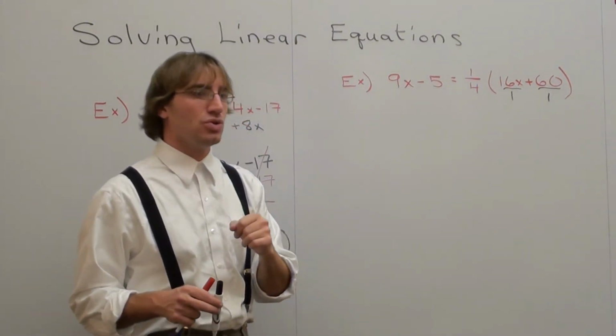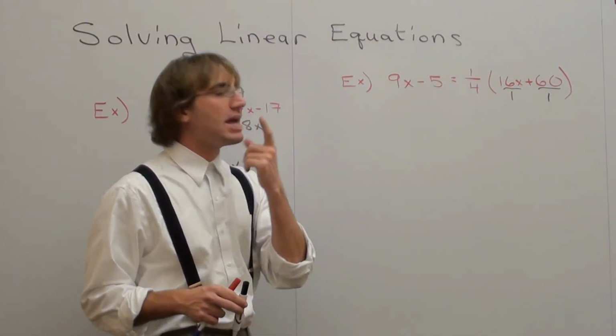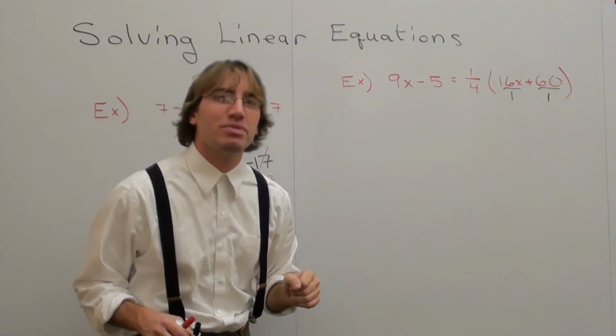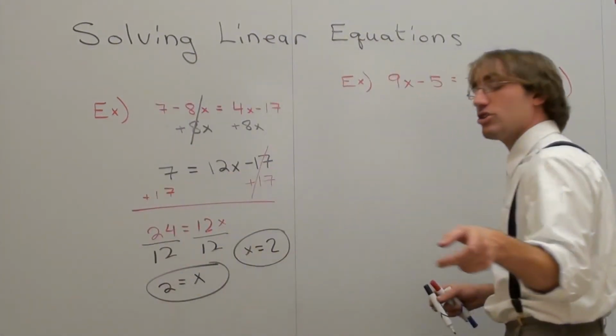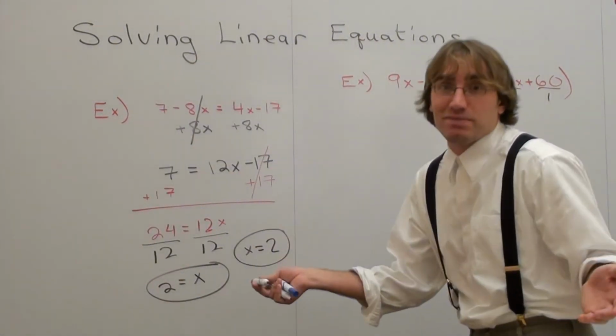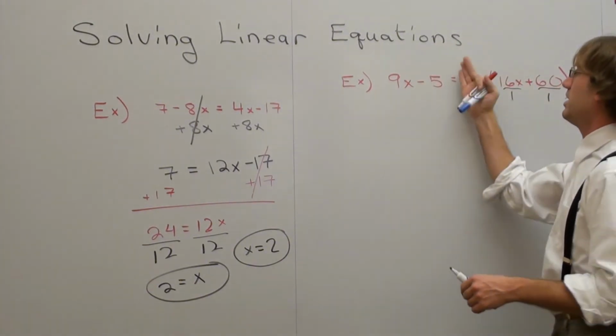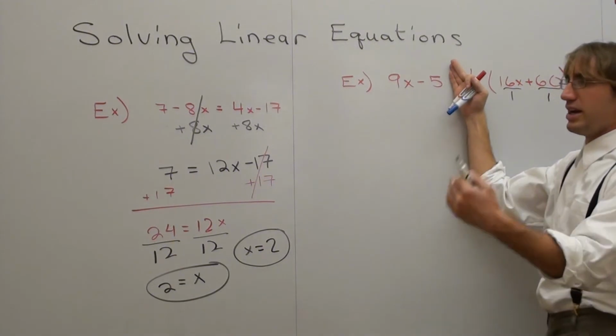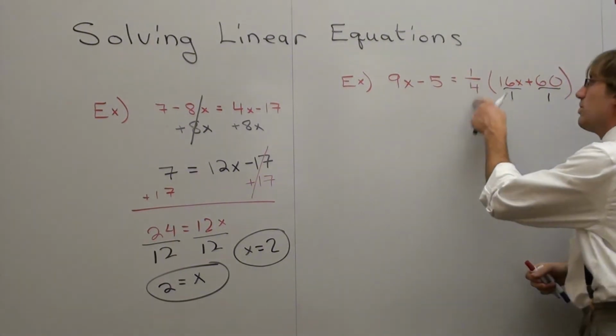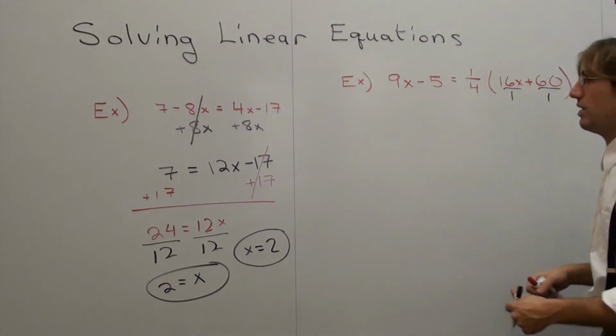I'm going to distribute. You can use the reciprocal property if you want to. And as long as we come up with the same answer, it doesn't matter. I can't do anything with 9x minus 5. Can't combine those like terms. 9x and 5 people don't work. Let me get rid of this 1/4 once and for all.